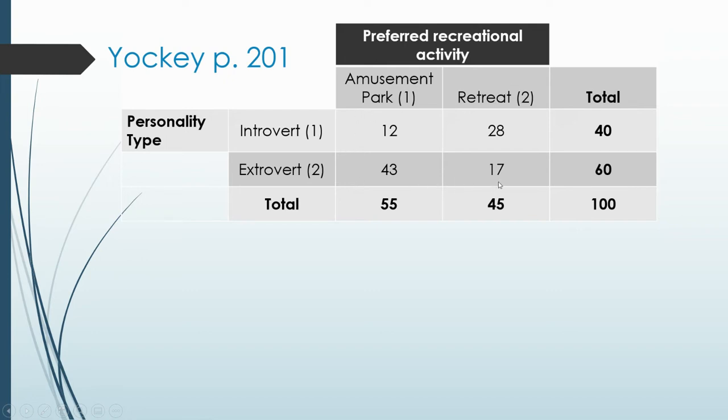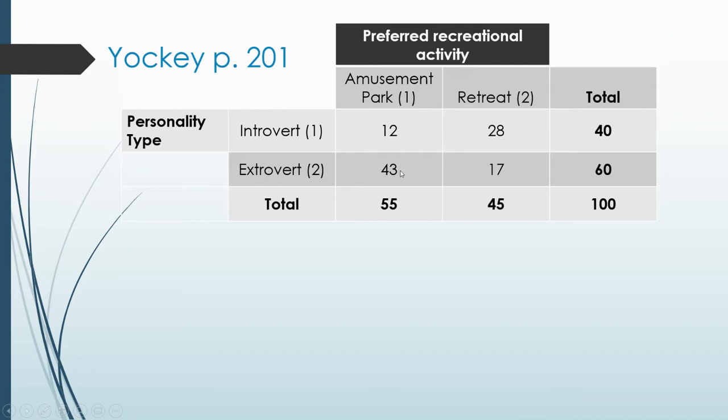So I want you to look at the values that are inside here. We can see the intersections of the columns and the rows, and these represent the counts of individuals within each of these two categories. Among the introverts, we had 12 that selected amusement park, but we had 28 that selected retreat. So 12 and 28, you can see the preponderance of the 40 total introverts in the group selected retreat over amusement park.